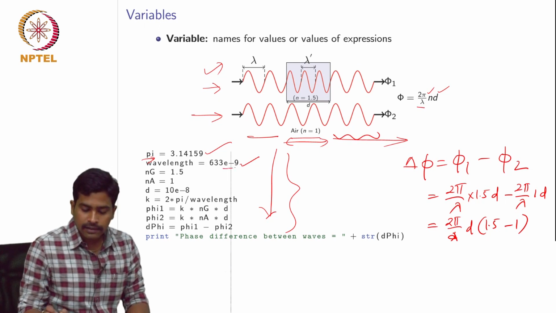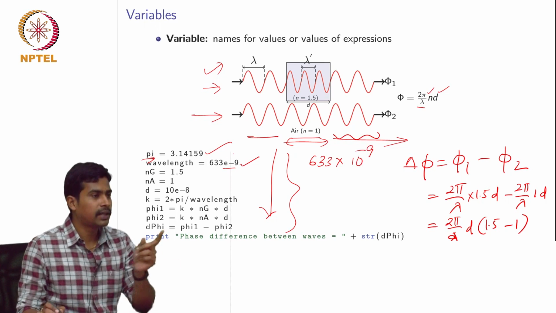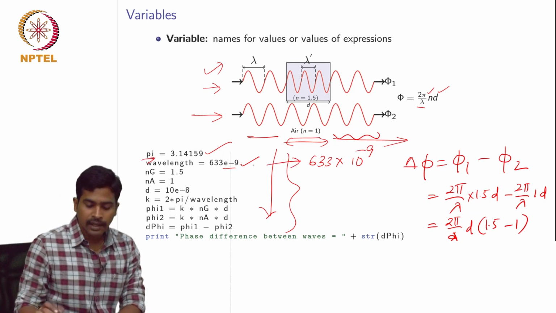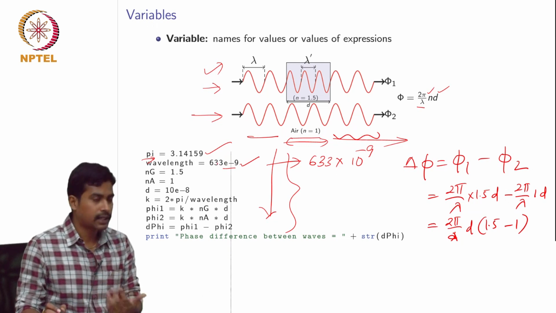Here, instead of writing 633 into 10 to the power of minus 9, in Python we write 633e-9, which means 633 into 10 to the power of minus 9. I just chose the wavelength 633 nanometers randomly. We can choose any other wavelength.